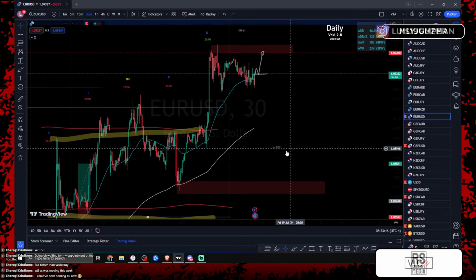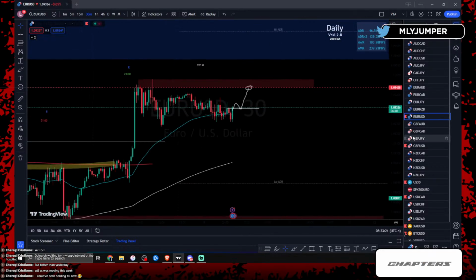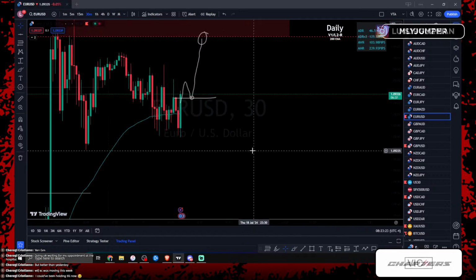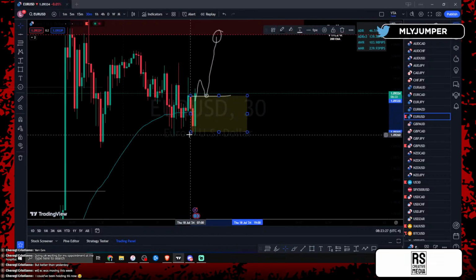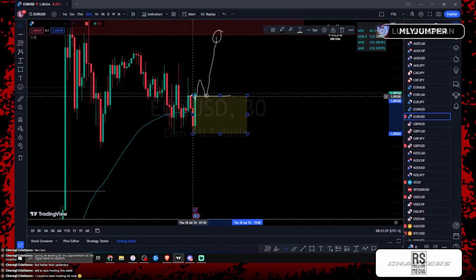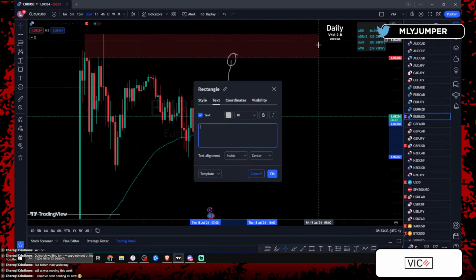Euro USD is looking good. If we could get this engulfing candle and we get a retest, that's going to be the entry for me for Euro USD. We'll see how news plays out on this.